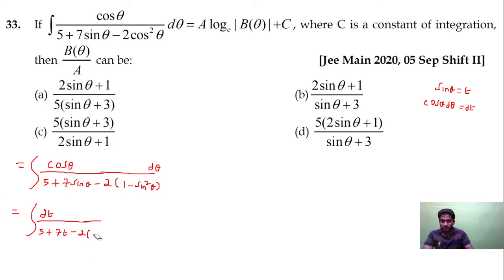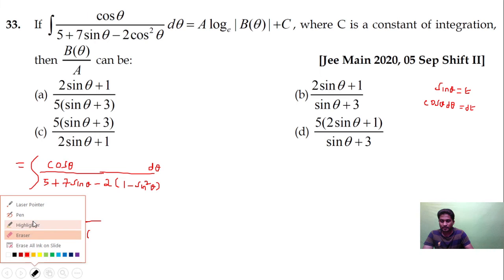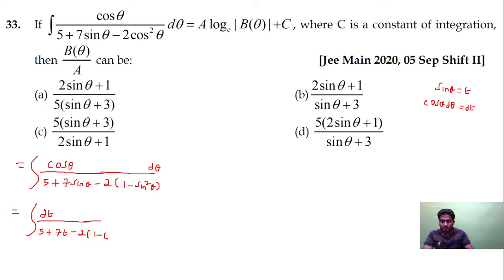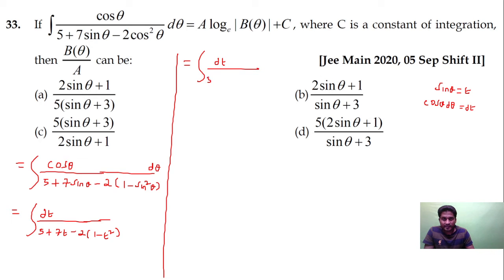Yes, minus 2 into 1 minus t square. Okay, now if we multiply this, it becomes integration of numerator dt upon 5 plus 7t, minus 2 minus and minus is plus 2t square. So integration dt divided by 2t square plus 7t plus 3.